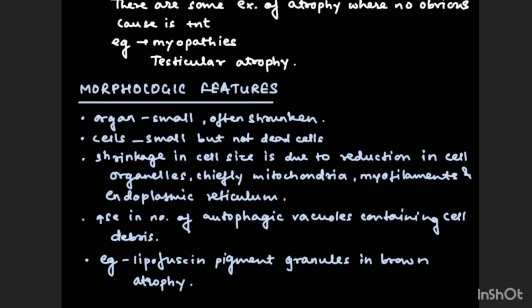Now we will see the morphological features of atrophy. The organ size is small as well as shrunken. Cells become small but they are not dead. The shrinkage in cell size is due to reduction in cell organelles such as mitochondria, myofilaments and endoplasmic reticulum. These are the chief components due to which atrophy occurs. Then there is an increase in autophagic vacuoles which contain cell debris. This can also lead to atrophy. An example is lipofuscin pigment granules in brown atrophy. So this was all about atrophy.